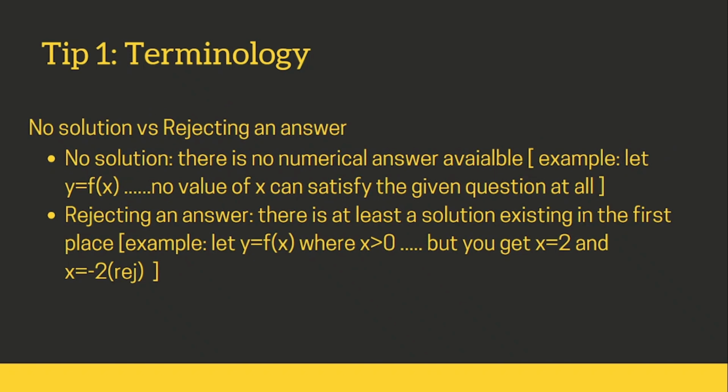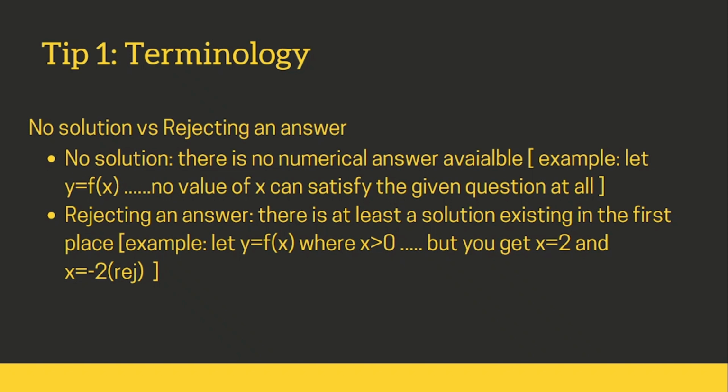There's also another thing, which is no solution versus rejecting an answer. At the end of your question, you may have multiple sets of answers available, and you need to know when you have no solution and when you reject an answer. No solution means that there isn't even a numerical answer available in the first place. Like let's say there's y equals f(x), and there's no value of x from negative infinity to positive infinity that can satisfy the given question at all.